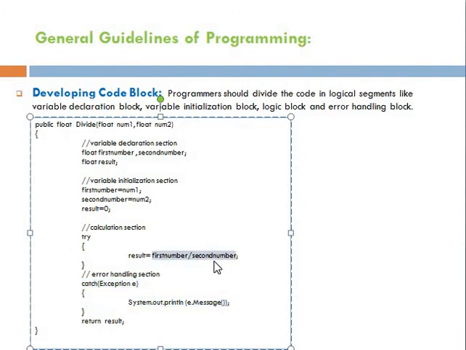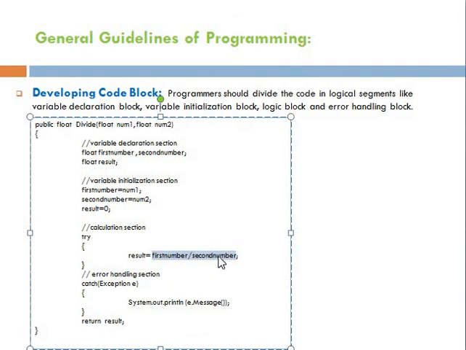Say for example, when you divide the first number by the second number where the value of the second number is 0, then it will produce a value which is undefined. This is because dividing any number by 0 produces an undefined value.